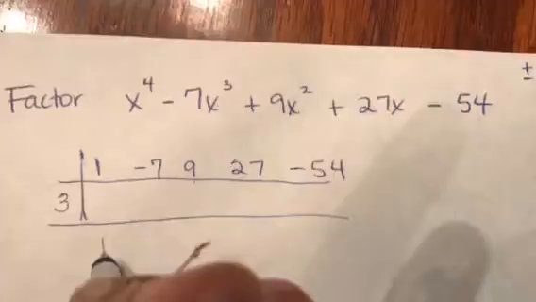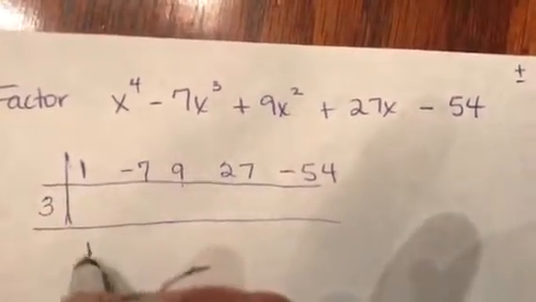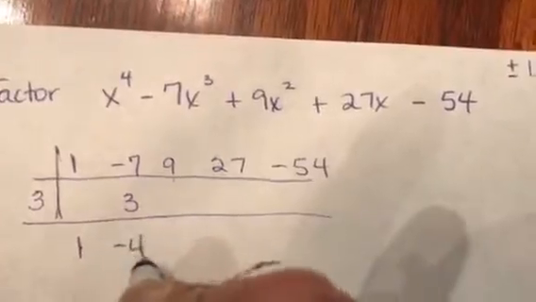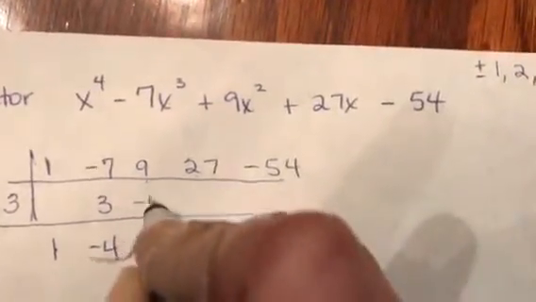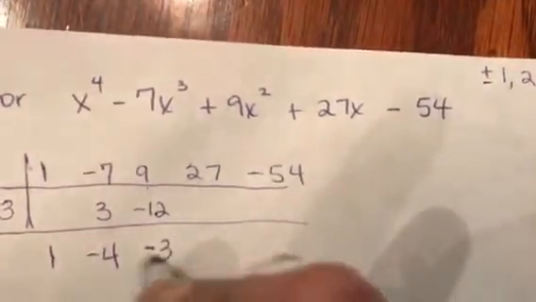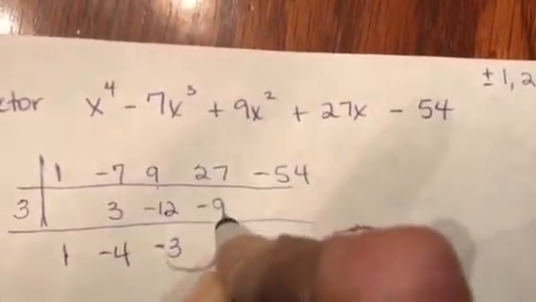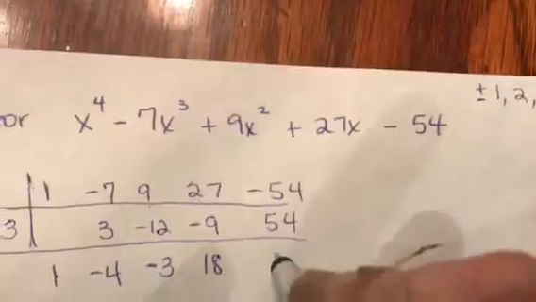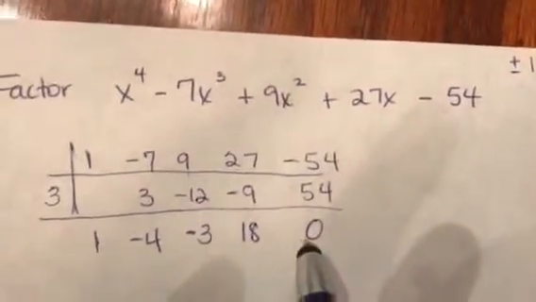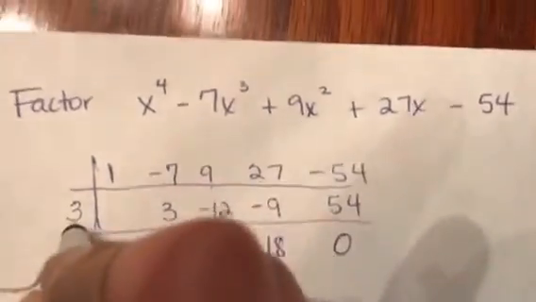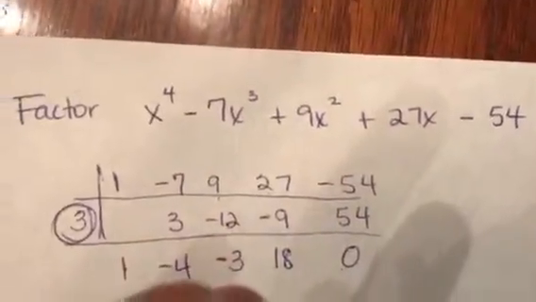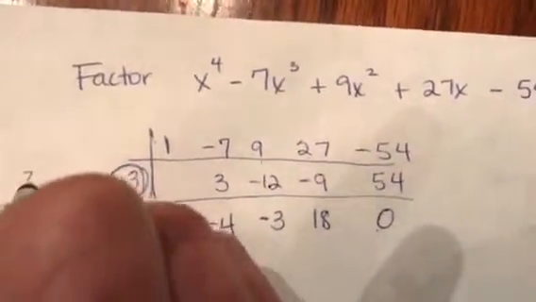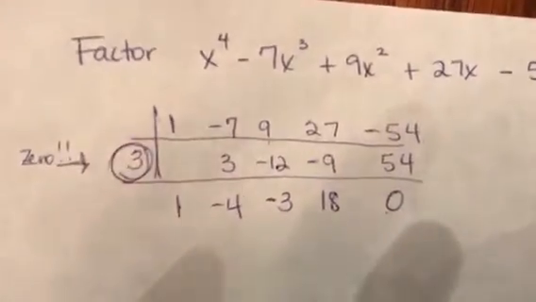So I'm going to drop this first number down, whatever it is. Drop it down, multiply on the diagonal, then add up and down, multiply on the diagonal, add up and down. We're going to multiply on the diagonal, add up and down, and then once again that gives me 54. Now, notice I did get a remainder of 0. That means that 3 is a factor, or a 0, so that's what this means. This is a 0.